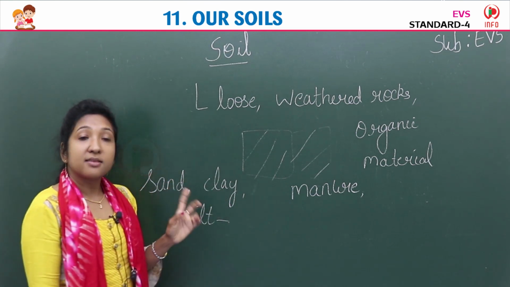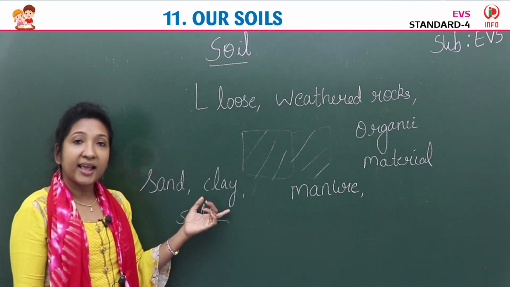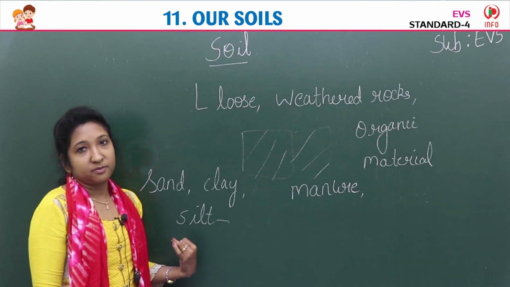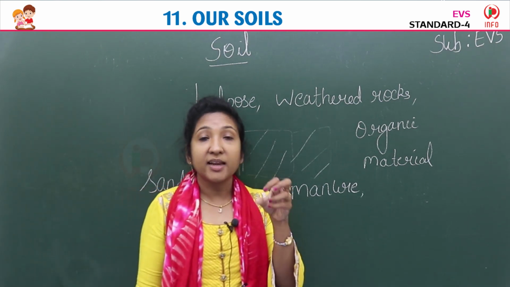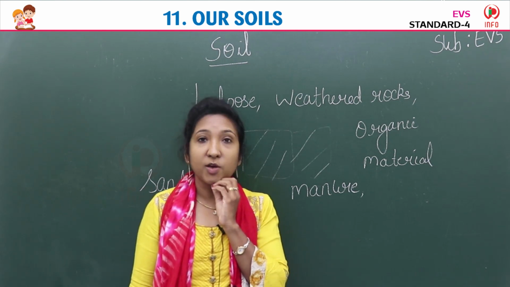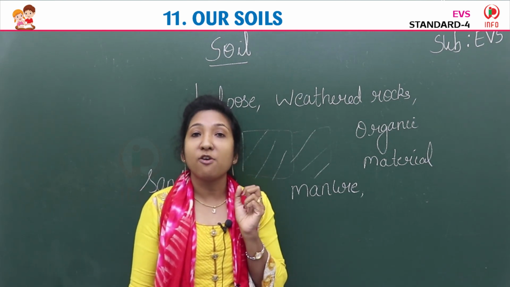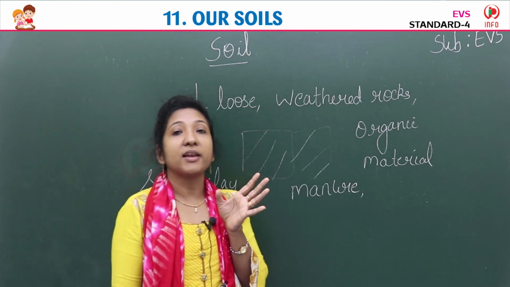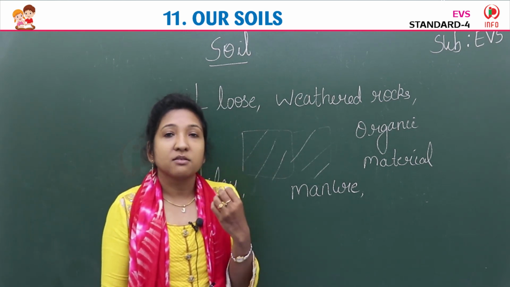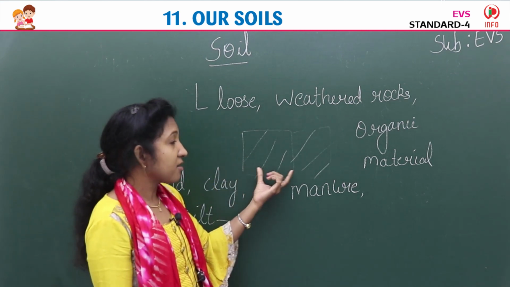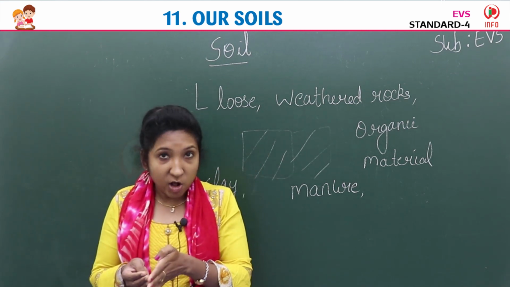And soil consists of sand, clay and silt. Now, which are the main factors that the formation of soil depends on? Actually, how is soil formed? As I said earlier, due to heavy rain, wind, heat, big rocks break into small rocks.